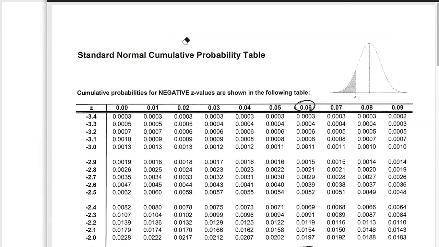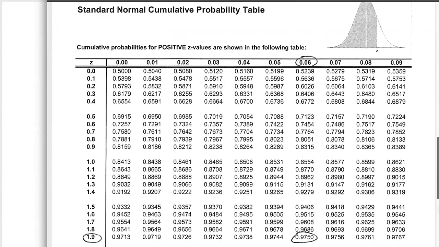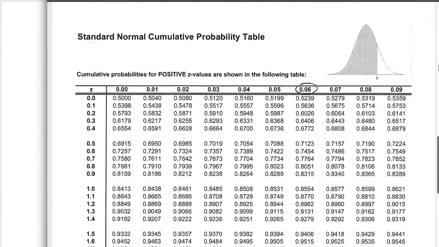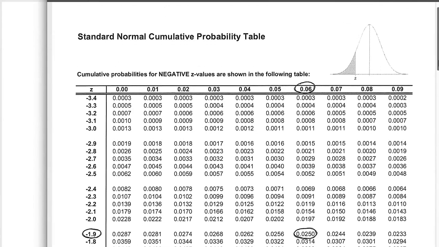This Z table here, there are 2 pages. You see this page here, right? And there's another page, okay? So how are we going to use this table? I want you to have something that you never forget.